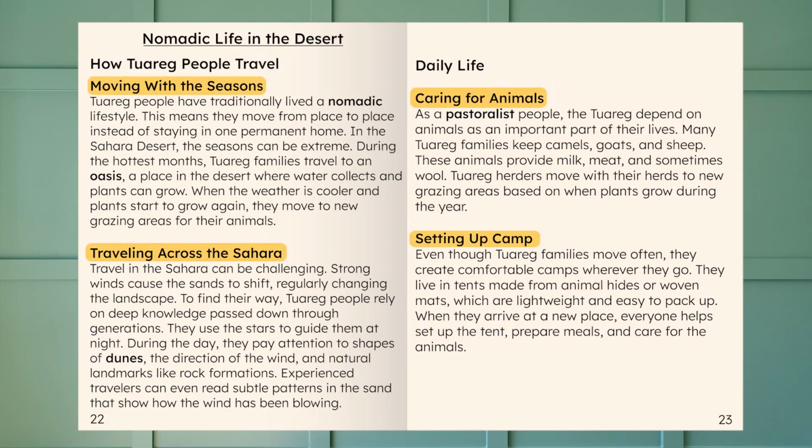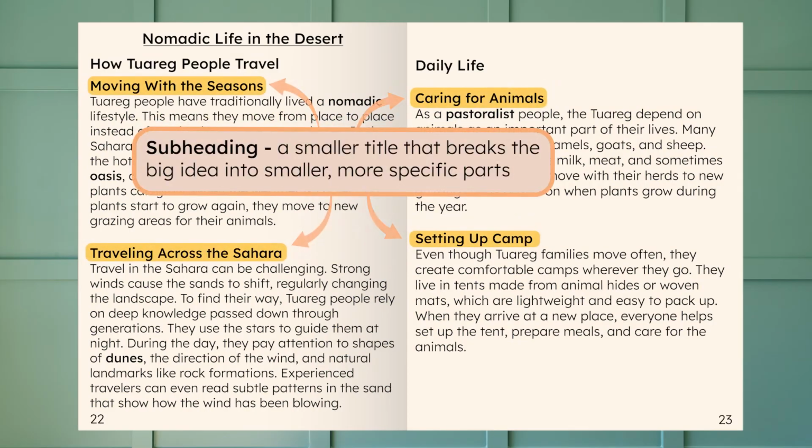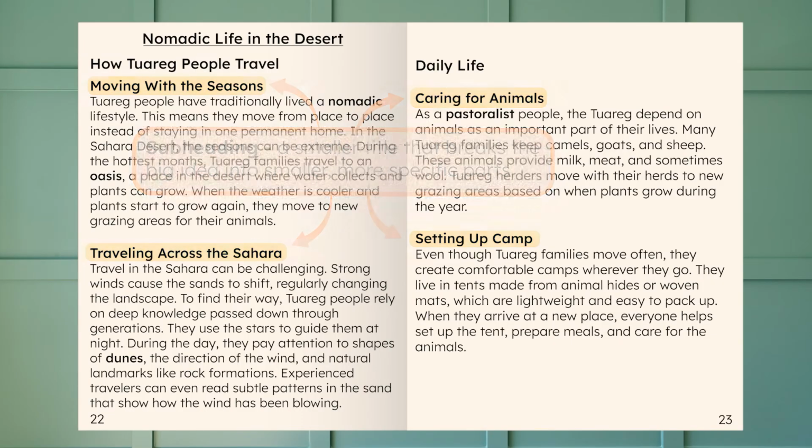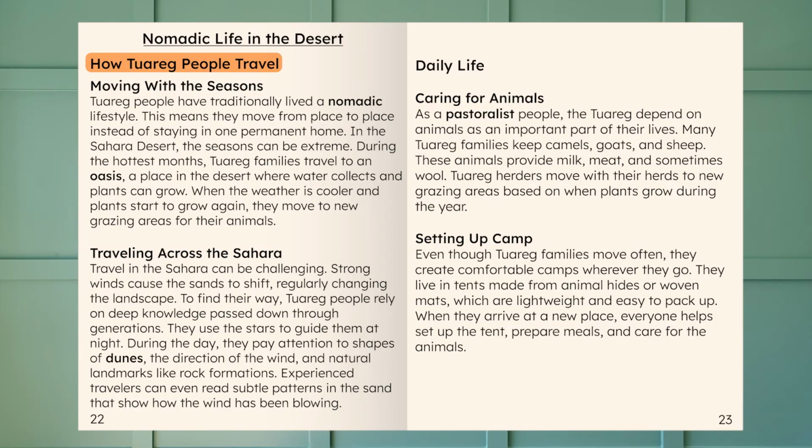Beneath the headings are subheadings. Subheadings break the big idea into smaller, more specific parts. For example, under the heading about how the Tuareg people travel, we have the subheadings moving with the seasons and traveling across the Sahara. These describe what each smaller chunk of text will teach us.